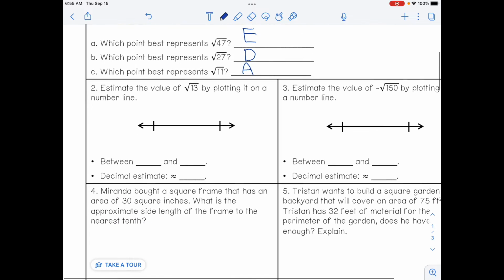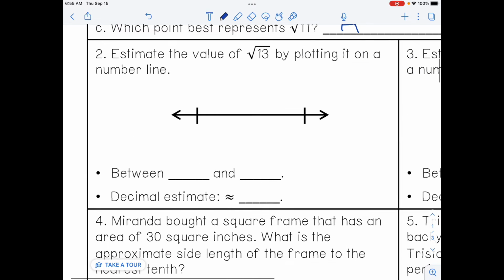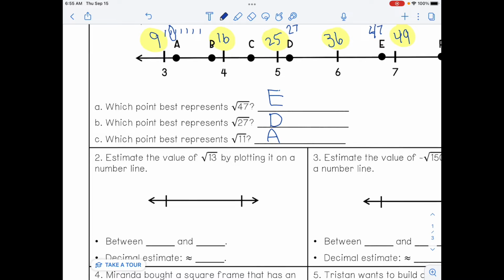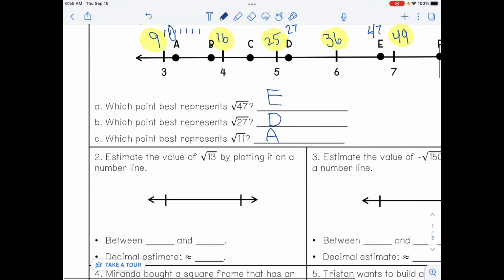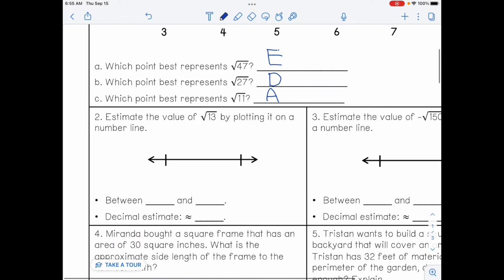All right, number 2, I will zoom in. We're estimating the value of the square root of 13. So I'm going to reference this number line, if I can, up above. So 13 is in between the 9 and 16 highlighted, so those numbers are 3 and 4. So I'm going to put that on my number line below. And that again was the square root of 9 and the square root of 16.